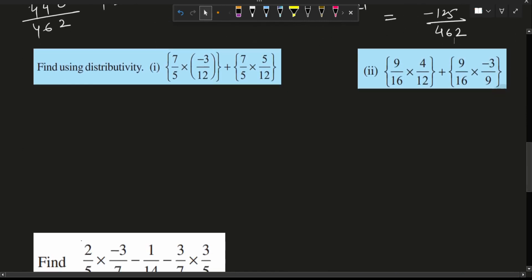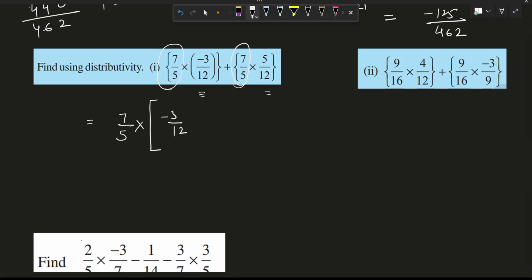Here if you see, we need to use distributive property. Which property we have to use? Distributive property. So we can see in the first part that this 7 by 5 is distributed to both these numbers. 7 by 5 is distributed to minus 3 by 12 also and 5 by 12 also. So what should be the next step? I can take this out common, 7 by 5. Inside it's minus 3 by 12, plus between, minus sign of 3 comes here, plus over here as it is, and then it is 5 by 12. Denominator already same.